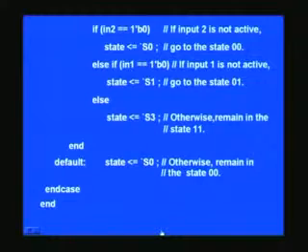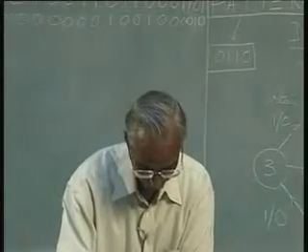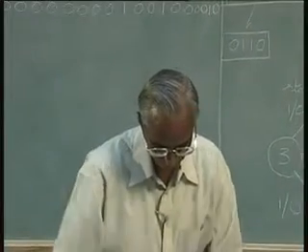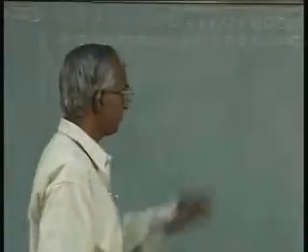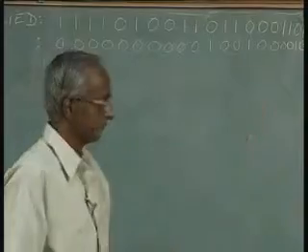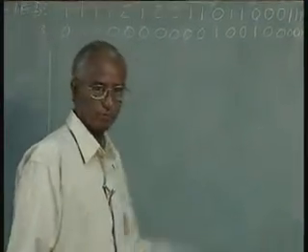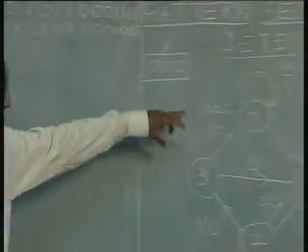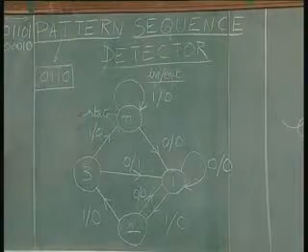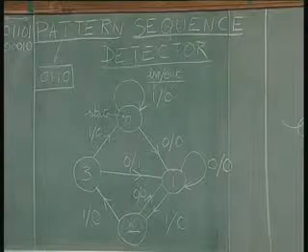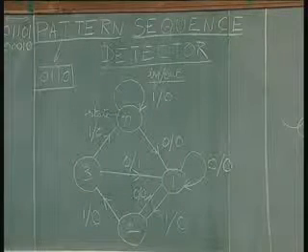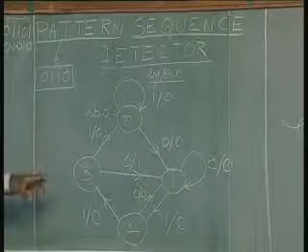I'll work out another example which you have already seen, that is the pattern sequence detector. So we have the pattern sequence detector here. We wish to find the pattern 0110, and this is exactly the same as what you have already seen. And I don't have to go into this, I think, as I'll start writing the program, or do you want me to explain this?